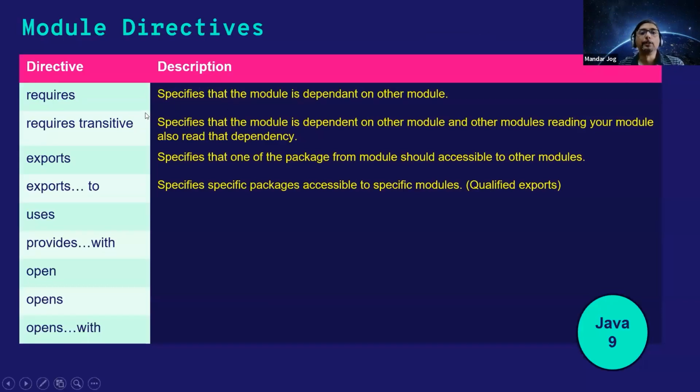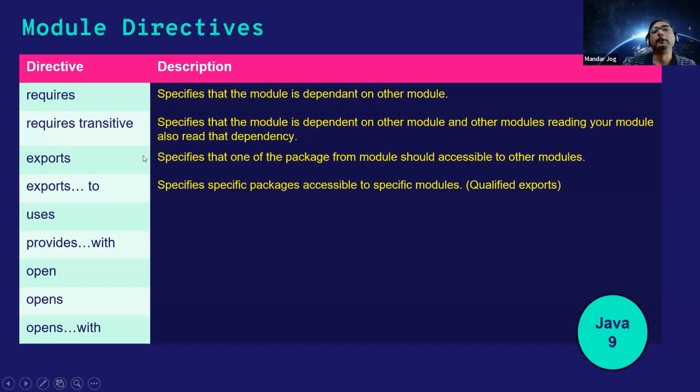Requires transitive says that the module is dependent on the other module and the other module is also reading that dependency. That means there is maybe a kind of hierarchical relationship: module A, module B, and module C. Module B requires A and module C requires B. If you want to establish that kind of relationship, then there is something which is called requires transitive.